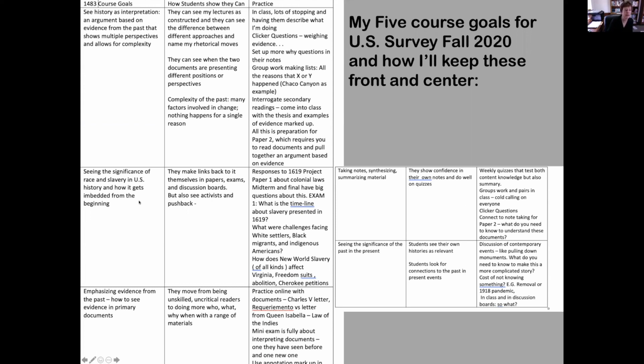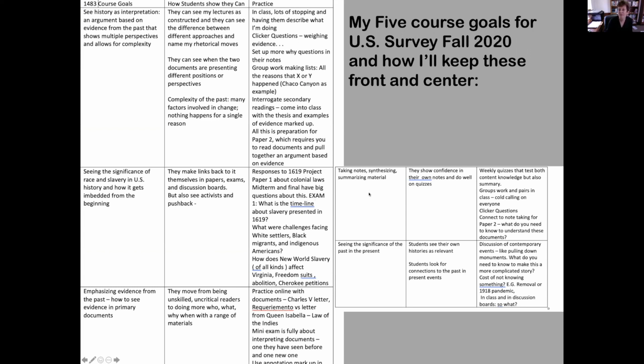But here is the seeing the significance of race and slavery in US history. So I can tell they can do this when they make links back to it themselves in papers, exams, and on discussion boards. And again, because I'm afraid we might go online instantly, I'm using a lot of online discussion boards and document annotation exercises that are online.